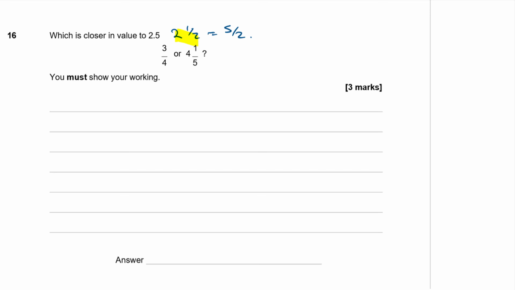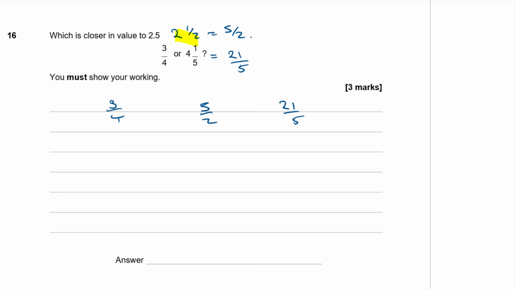Okay, so that's the target. We want to get closest to 5 halves. 3/4 is 3/4. Now 4 and 1/5, if I convert that into a top heavy fraction, 4 times 5 is 20, plus 1 is 21. So that's 21 over 5. Okay, so I'm going to have 5 over 2 in the middle, 21 over 5 on one side, and 3/4 on the other. Now which one is nearest?